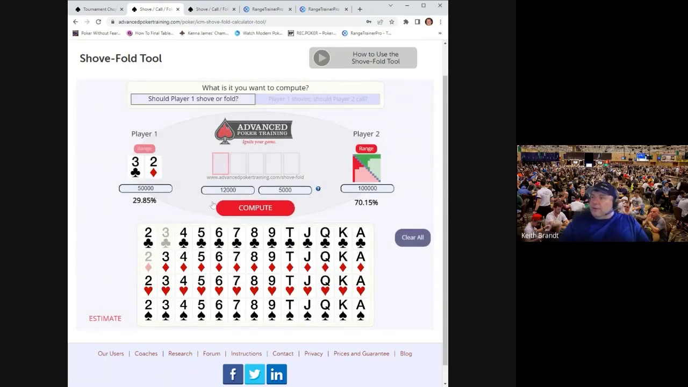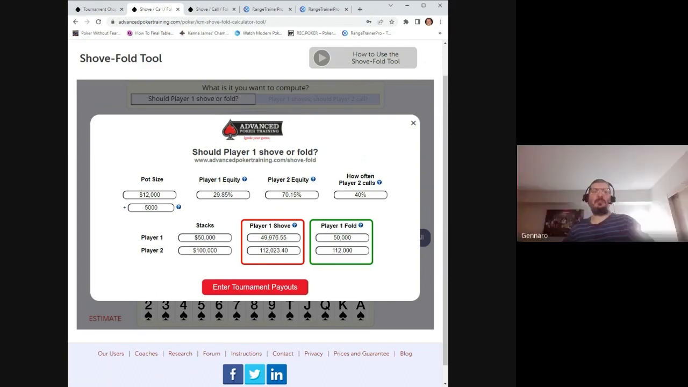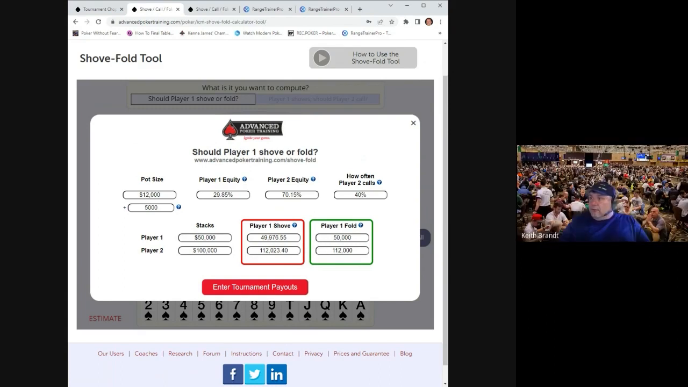So let's compute if this is a profitable jam with the worst hand. It's not, right? If player one shoves, it's circled by red. His expectation is 49,977. His expectation if he folds is 50,000. That's pretty close, right? So let's change one thing here.